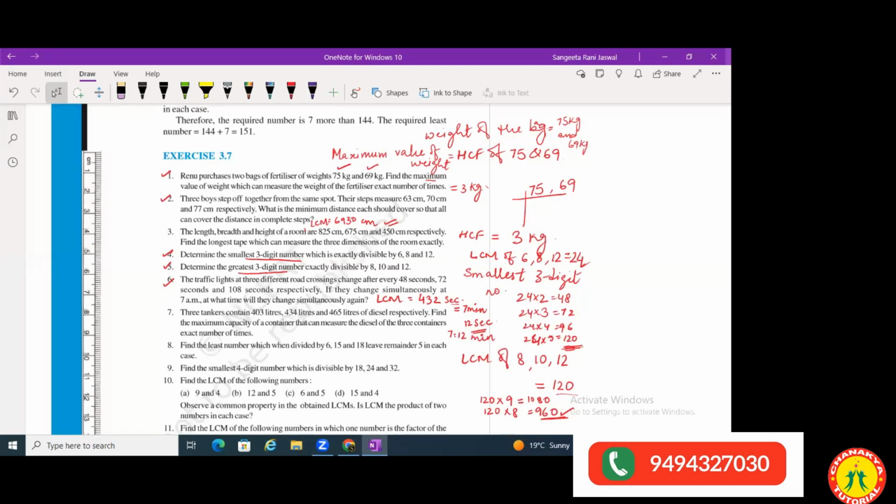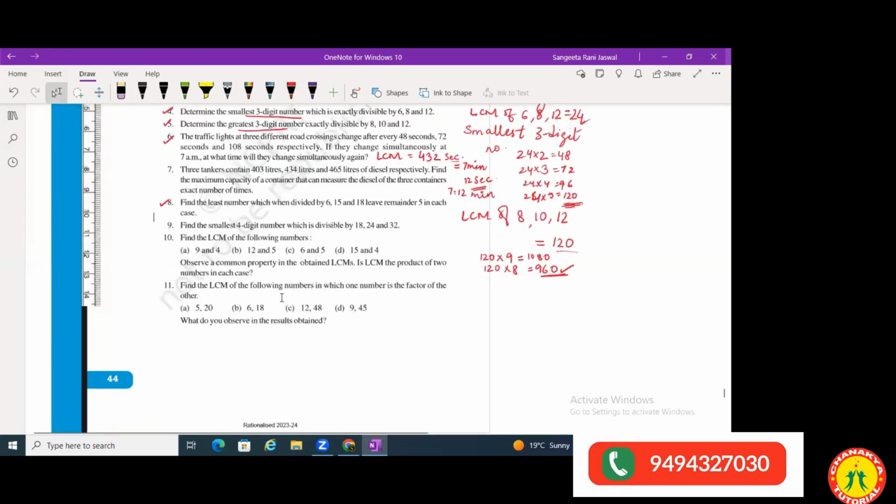Okay. Let's move further. I'm leaving this 7th question. I think you must try this. Okay, let's do the 8th question. I want somebody else to read. Ridesh is not there. Okay. Advika, you read question number 8.